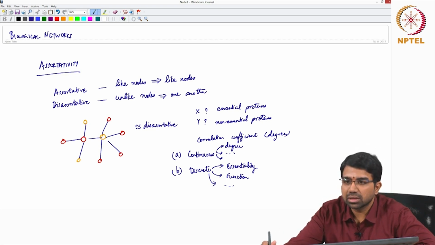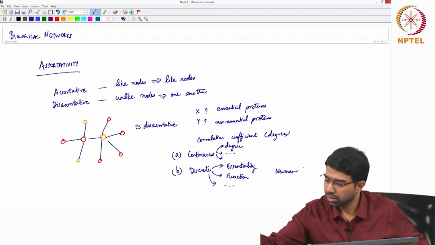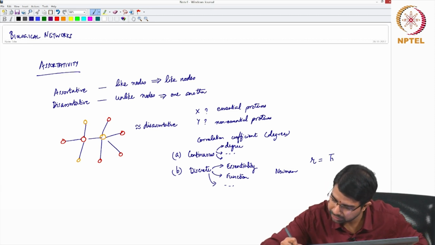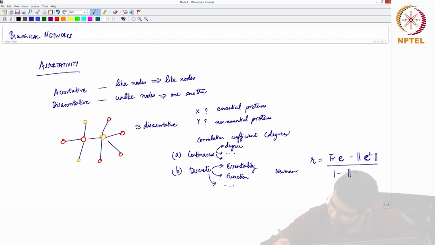So, for a discrete case, Newman has proposed a formula which goes something like R equals trace of E, this is a matrix, minus... I will tell you what this symbol means. So, this means sum of all the elements in the matrix.